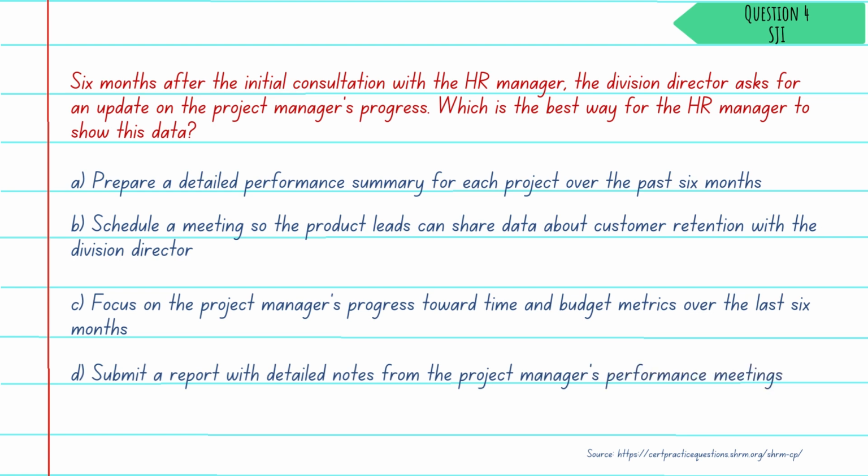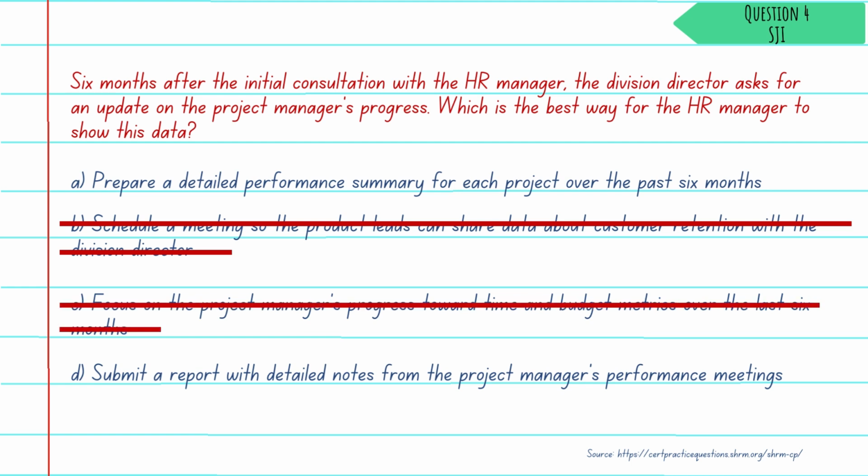Scheduling a meeting with the division director and the project leads is not the most efficient or the best way for the HR manager to show this data. In this case, the project leads would be showing the data, not the human resources manager. Focusing on the manager's progress toward time and budget metrics over the past few months is not the best answer, because the director is looking for an update, not necessarily a detailed time and budget metric analysis.